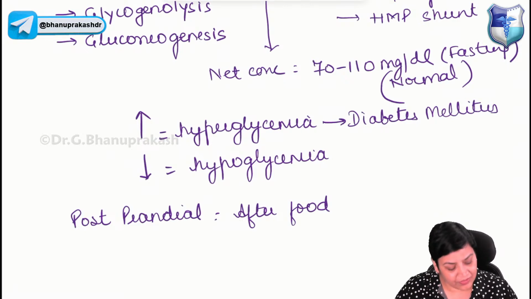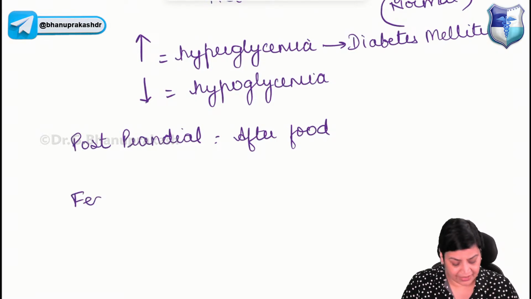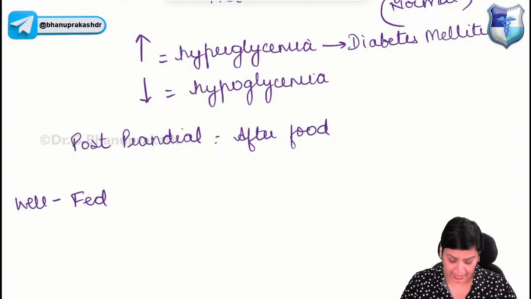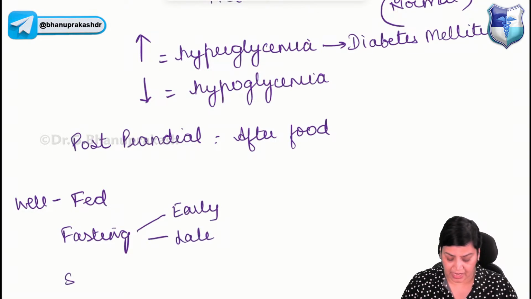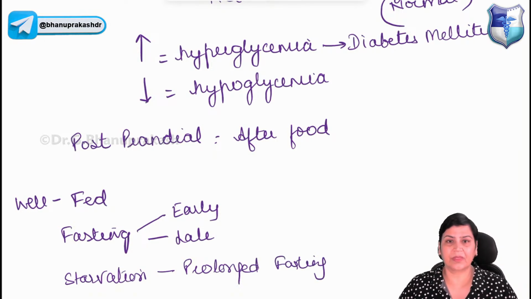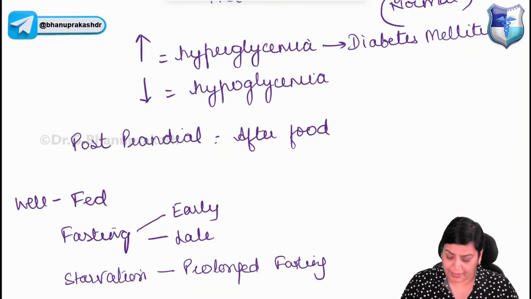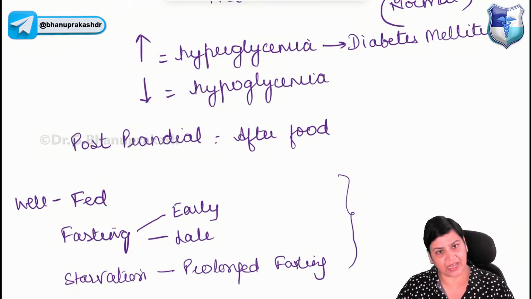Right? And we always divide our body into three stages. One is the fed state. I will be discussing everything here. Fed state, which we also call the well fed state. Fasting stage, which can be early or late fasting, and then comes starvation. Starvation is prolonged fasting. Is it clear? So the metabolism is divided into these three stages: fed state, fasting stage, starvation stage.